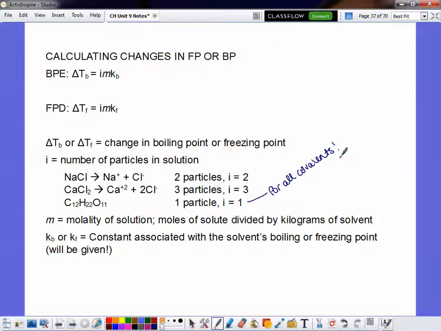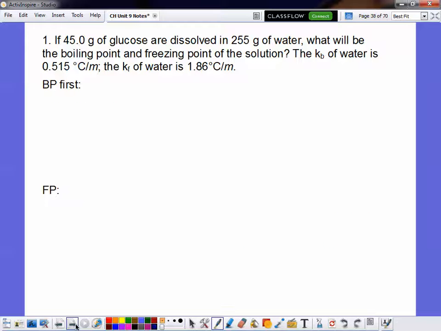All right, so let's look through an example. In this one, I've taken 45 grams of glucose and I dissolved it in 255 grams of water. I want to know what will be the boiling and freezing point of this solution. And I give you the Kb and the Kf for water. So let's tackle the boiling point first.